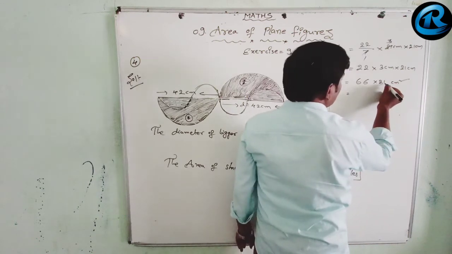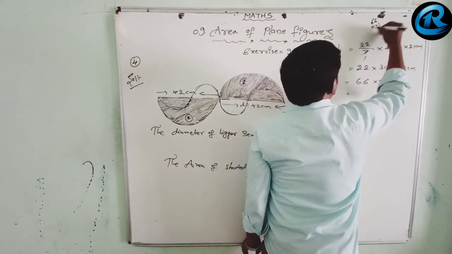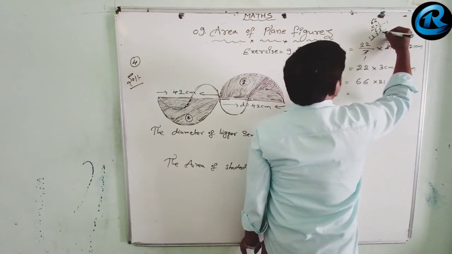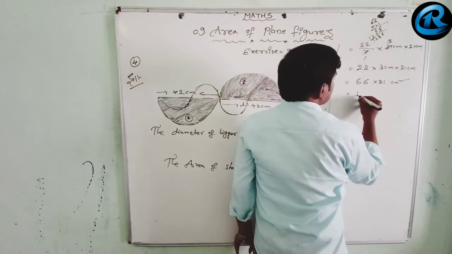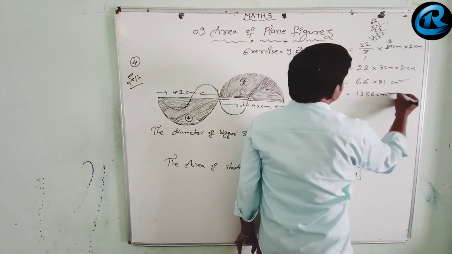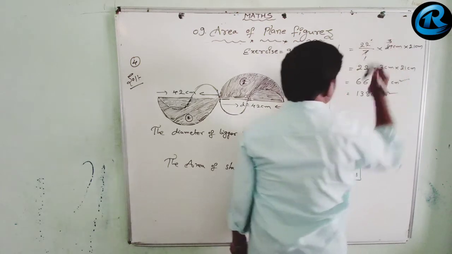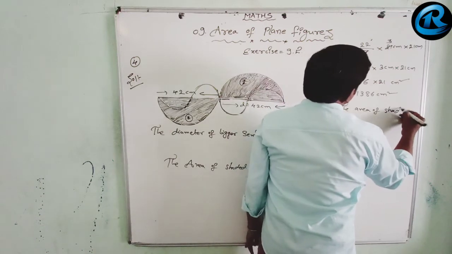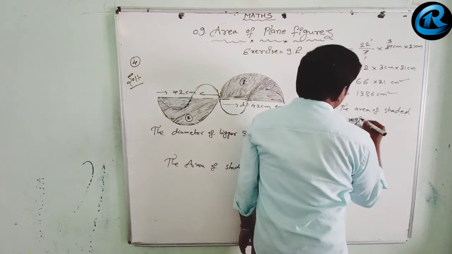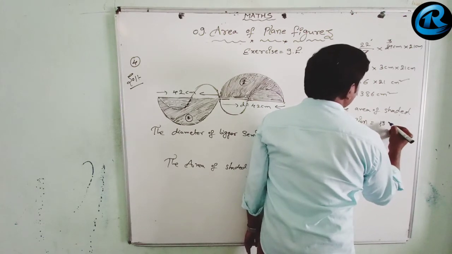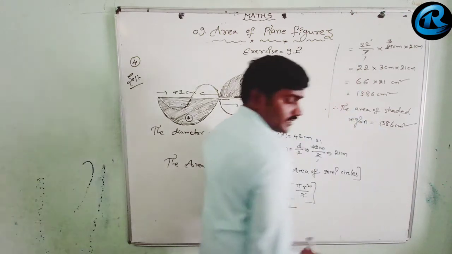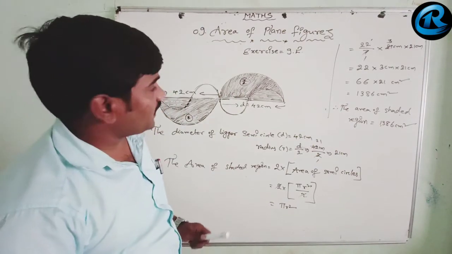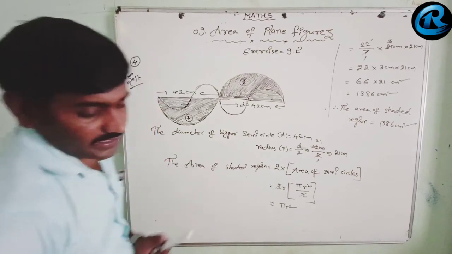Now let us multiply 66 into 21. That gives 1386 centimeter square. Therefore the area of the shaded region equals 1386 centimeter square. So if you observe this, you will be getting the same answer.